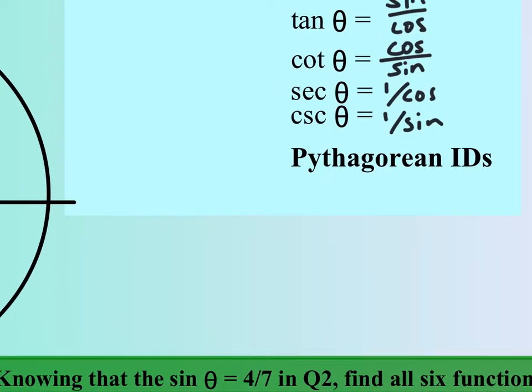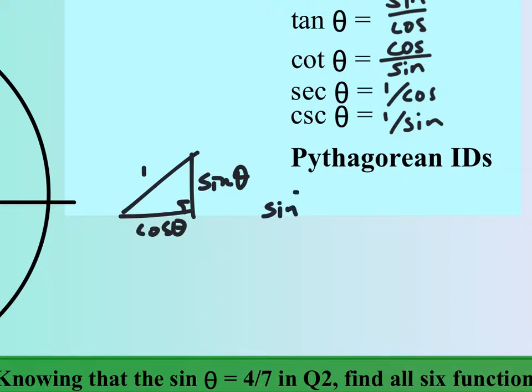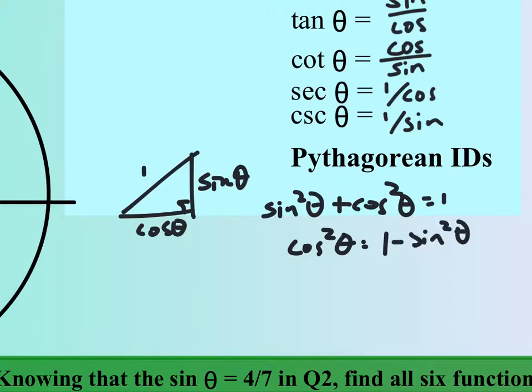All right, a few of the Pythagorean identities. First of all, we know that in the unit circle, if we have cosine theta and sine theta, this is a right triangle, of course, then sine squared plus cosine squared equals 1. So therefore from that directly we get that cosine squared equals 1 minus sine squared, and we'd also get that sine squared equals 1 minus cosine squared.